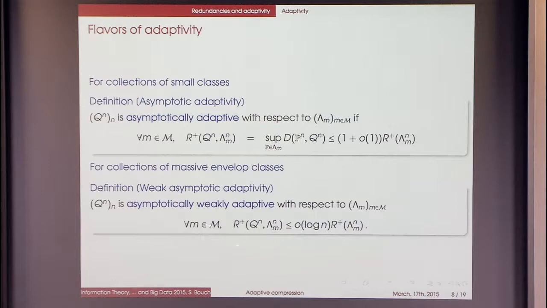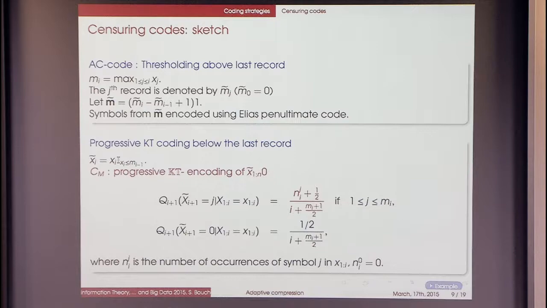So what are the coding strategies? The coding strategies that achieve that are really simple. They're all based on thresholding and censoring. So you take your progressive censoring.